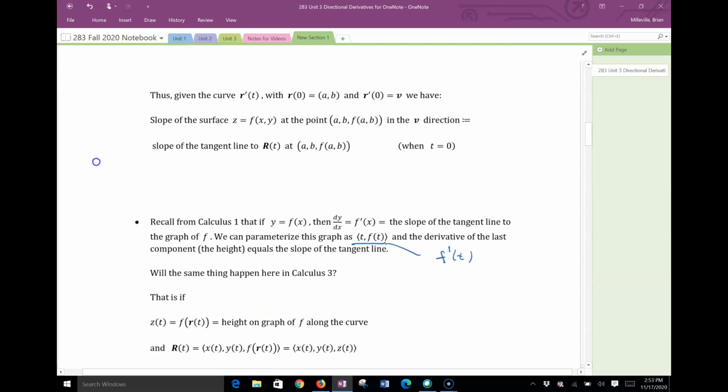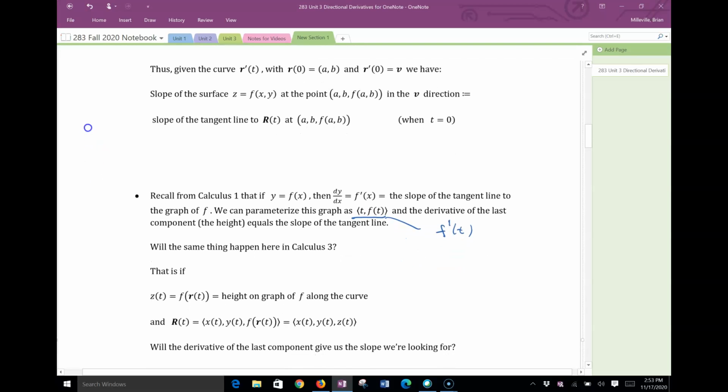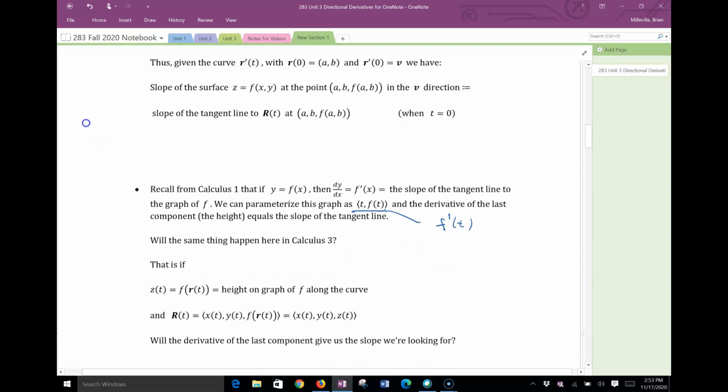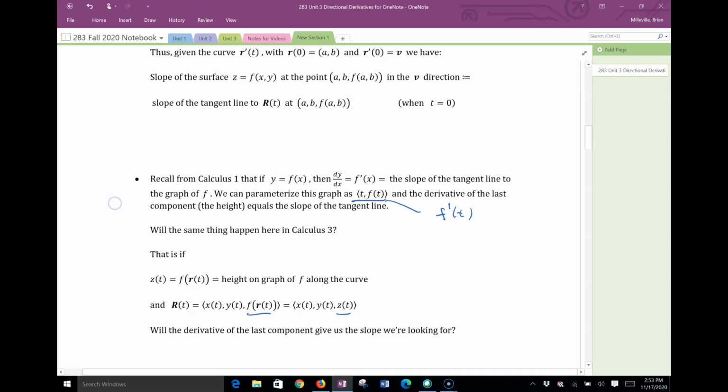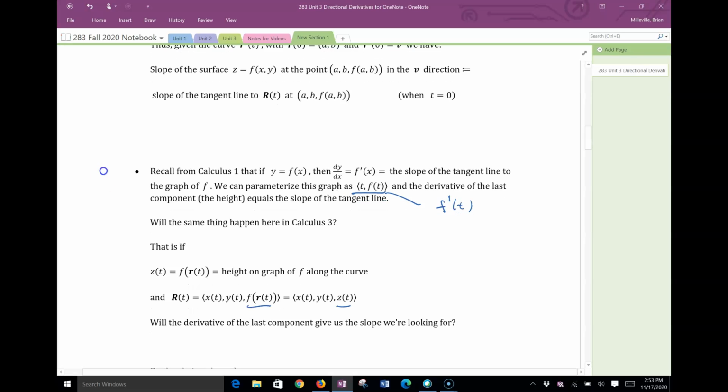Meaning, if we look at the function we've been talking about, capital R of t here, where the third component, z of t, I'm just underlining it here, is equal to f of r of t. It's the height on the graph, just like little f of t was for the calculus 1 scalar valued function. Will that derivative give us the slope we're looking for? That is the main question we're going to ask. Can we just differentiate that third component? Will it give us the slope that we want?